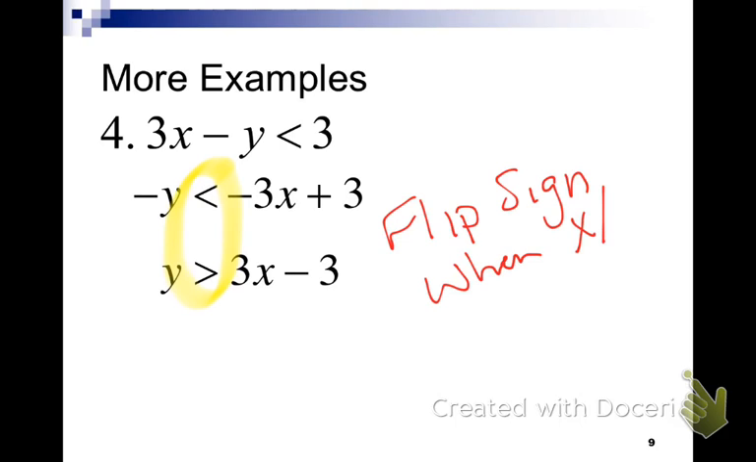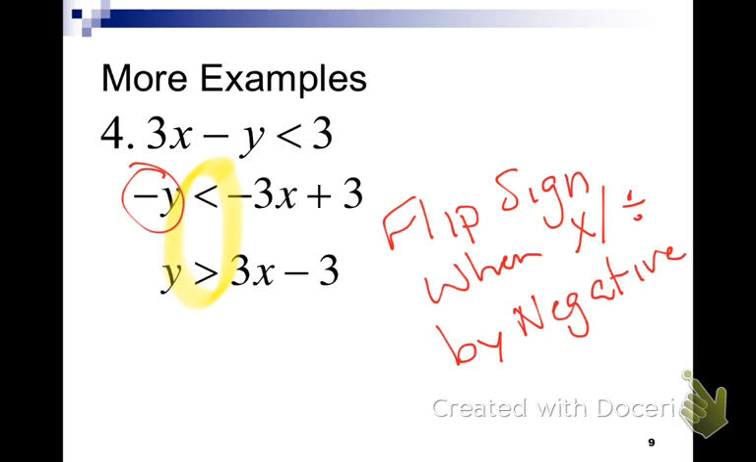when we multiply or we divide by a negative. Okay, do not forget that. If there's going to be a mistake that gets made, that's where it's going to be. Okay, make sure you multiply or divide. If you have to change that sign of that y, then you better make sure that that symbol changes directions.